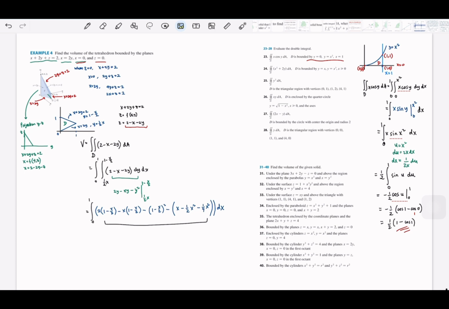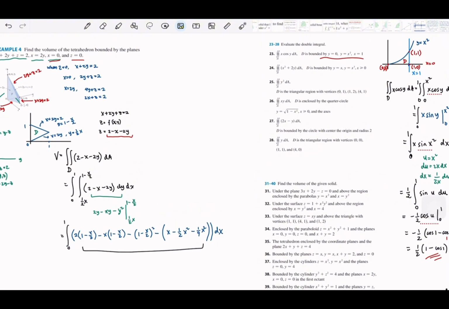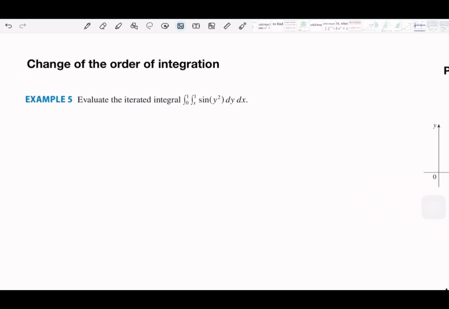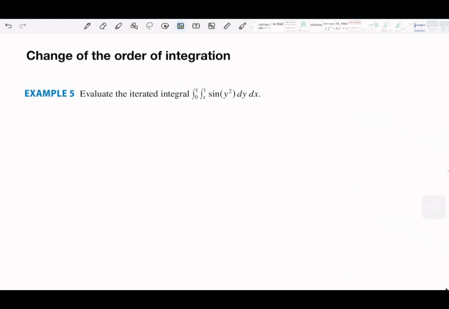And there is one more thing on the double integral that I need to emphasize. This is the topic today. So I would like to start with the change of the order of integration. So change of order means we are going to change the order. So suppose we have this dy dx, and if we have this sine y squared dy dx, if we are going to integrate this, can you integrate this?